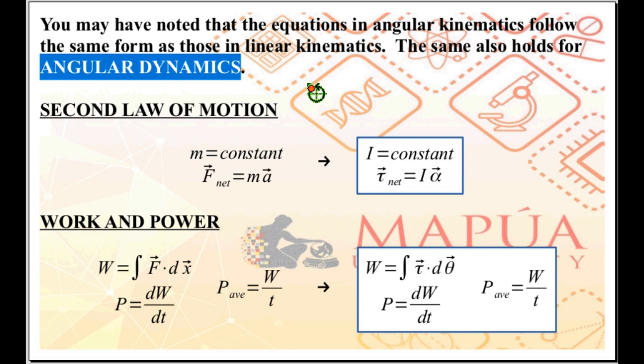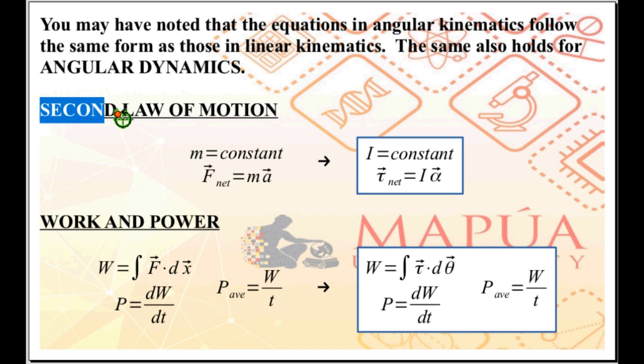So far, in the previous videos, we have covered the concepts of moment of inertia, I, and torque, tau. I is the rotational or angular counterpart of m. Tau is the angular counterpart of F. Just replace force F with torque tau, replace mass m with moment of inertia I, and you are on your way to getting the equations for angular dynamics.